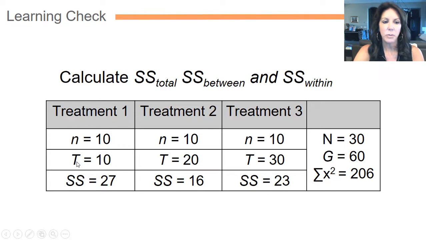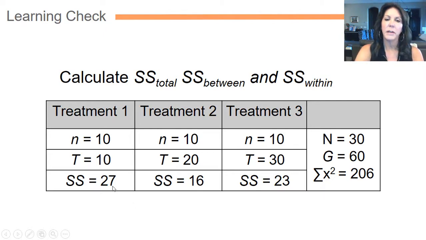We have next the treatment totals for each individual treatment group. That's with the capital T. And so that is the total of all the scores added together. It's not a count of the scores, that would be the N, but it's the total of the scores. So if I added all the scores for all the subjects together, we'd get 10 for the first group, 20 is the treatment total for the second group, and 30 is the treatment total for the third group. And then what I have on the right here is G equals 60, because G is the grand total of all the treatment totals. So 30 plus 20 plus 10 equals 60.